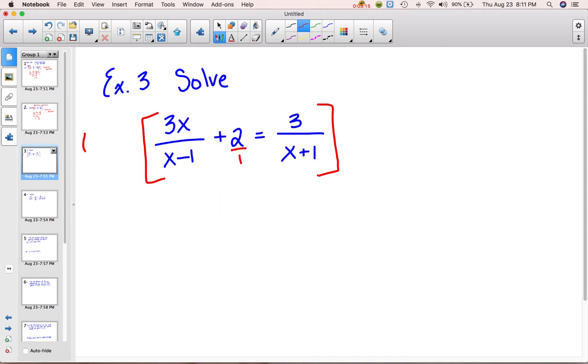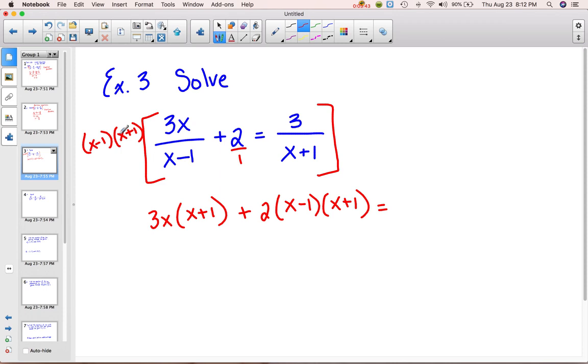So I'm going to need an x minus 1, and I'm going to need an x plus 1 for my fraction busters. So for this first part, the x minus 1's cancel and leaves an x plus 1 times a 3x. For the next part, nothing cancels. So I just have to multiply the 2 times x minus 1 times x plus 1.